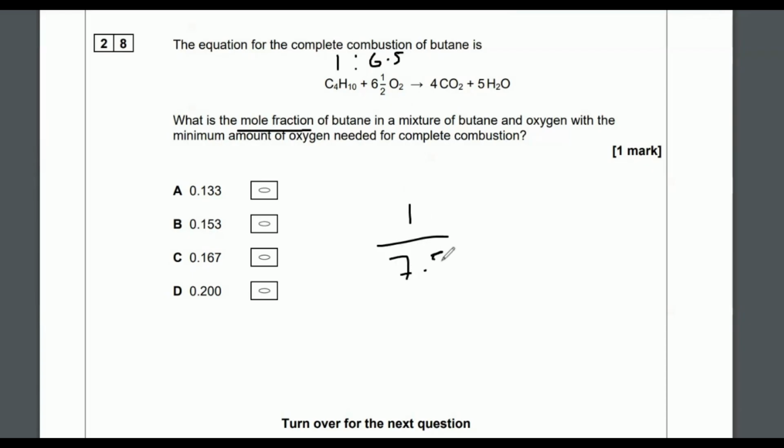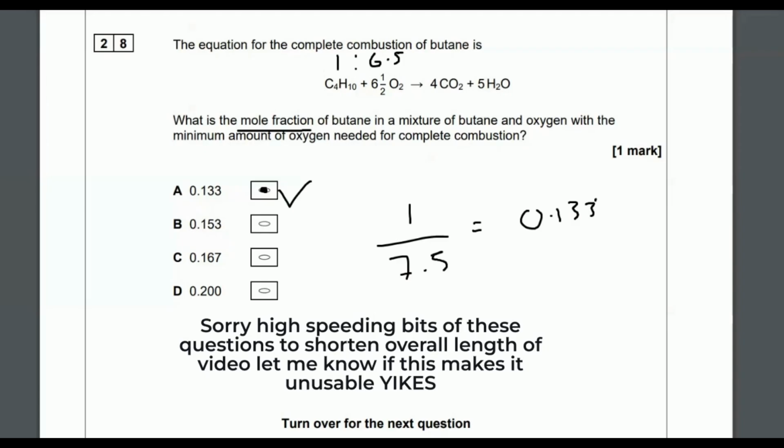So the mole fraction of butane in a mixture of butane and oxygen, with the minimum amount of oxygen needed for combustion, is going to be 1 over 7.5. So I need to put that in my calculator because I can't do that in my head. 1 divided by 7.5 equals 0.133, and that's recurring. It's going to be A. So hopefully you get that. We've got 1 mole of butane, 6.5 moles of oxygen. So the total moles of gas are 7.5, and the amount of butane within the 7.5 is 1. So 1 over 7.5. Enough, Tom, enough. Move on, buddy.